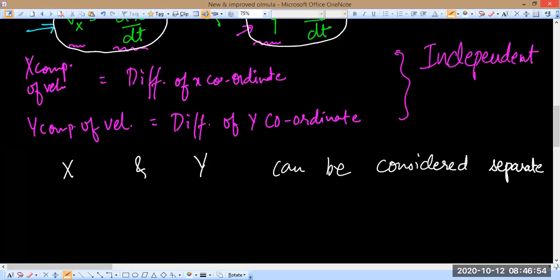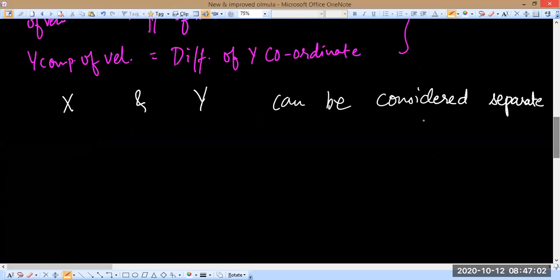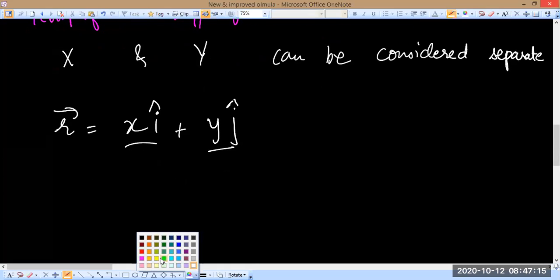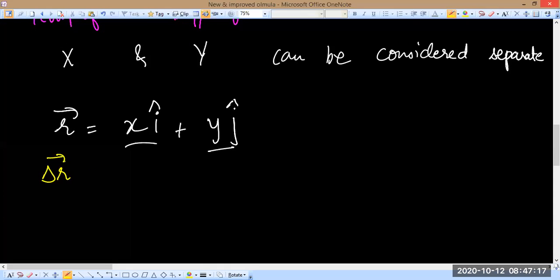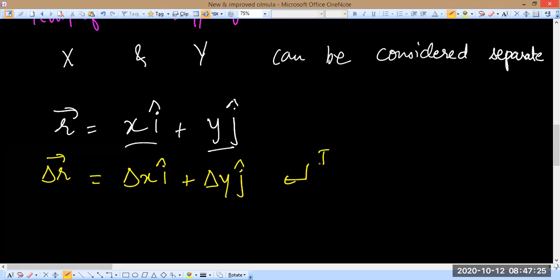So x and y can be considered separate, right? So if you look at this, it has been separate all the way from the start. It was like this, correct? Okay, they are separate, x, y. Then if you find displacement, then also they are separate, correct? You see, this is where I said the two are independent. I hope you remember that, right? This is where I explained that the two are independent.